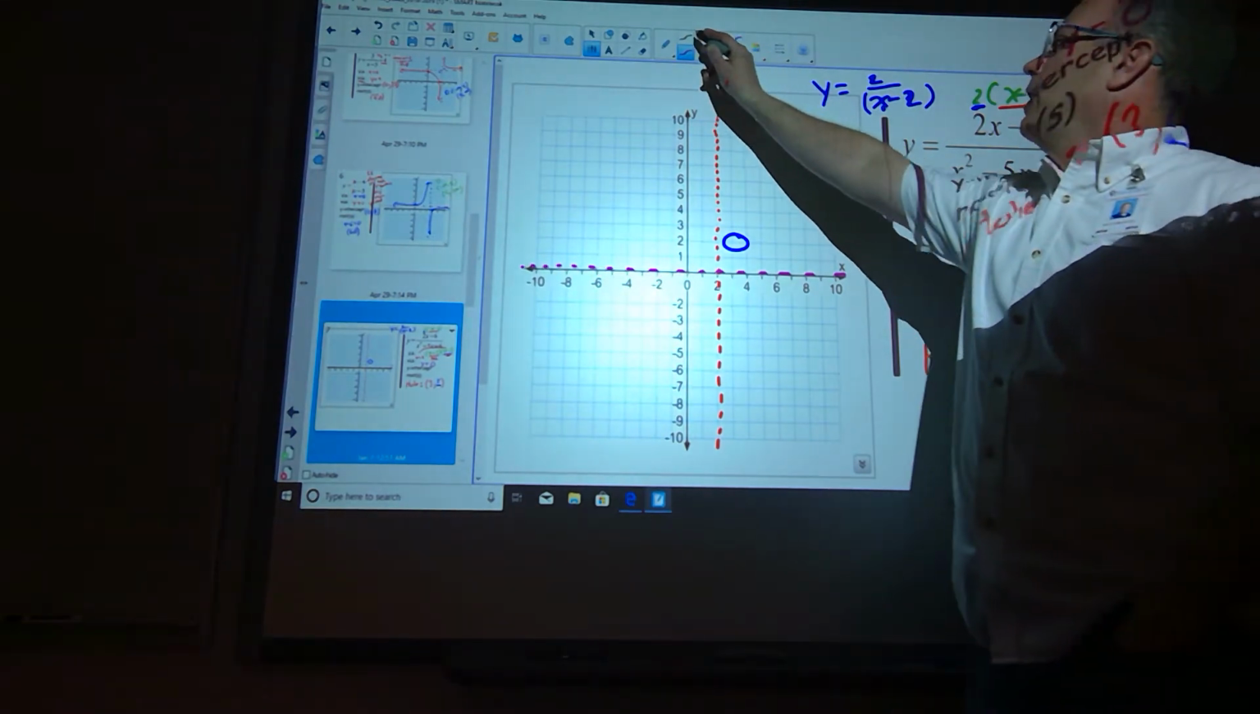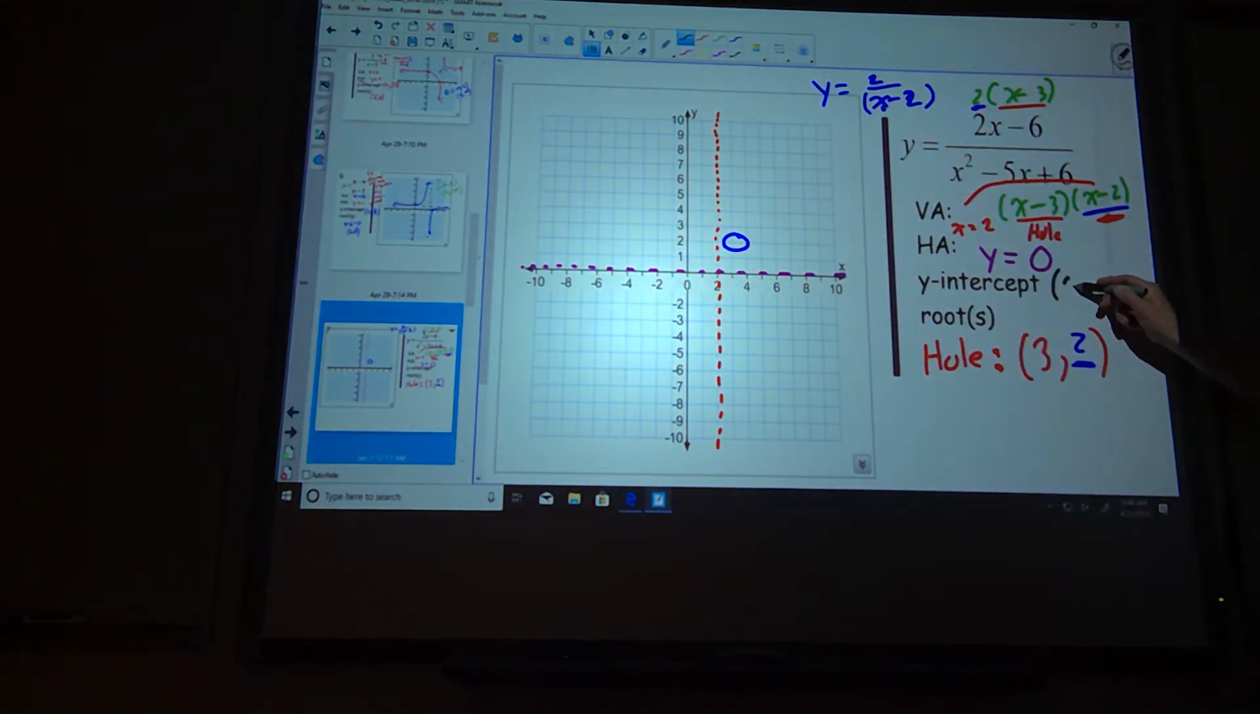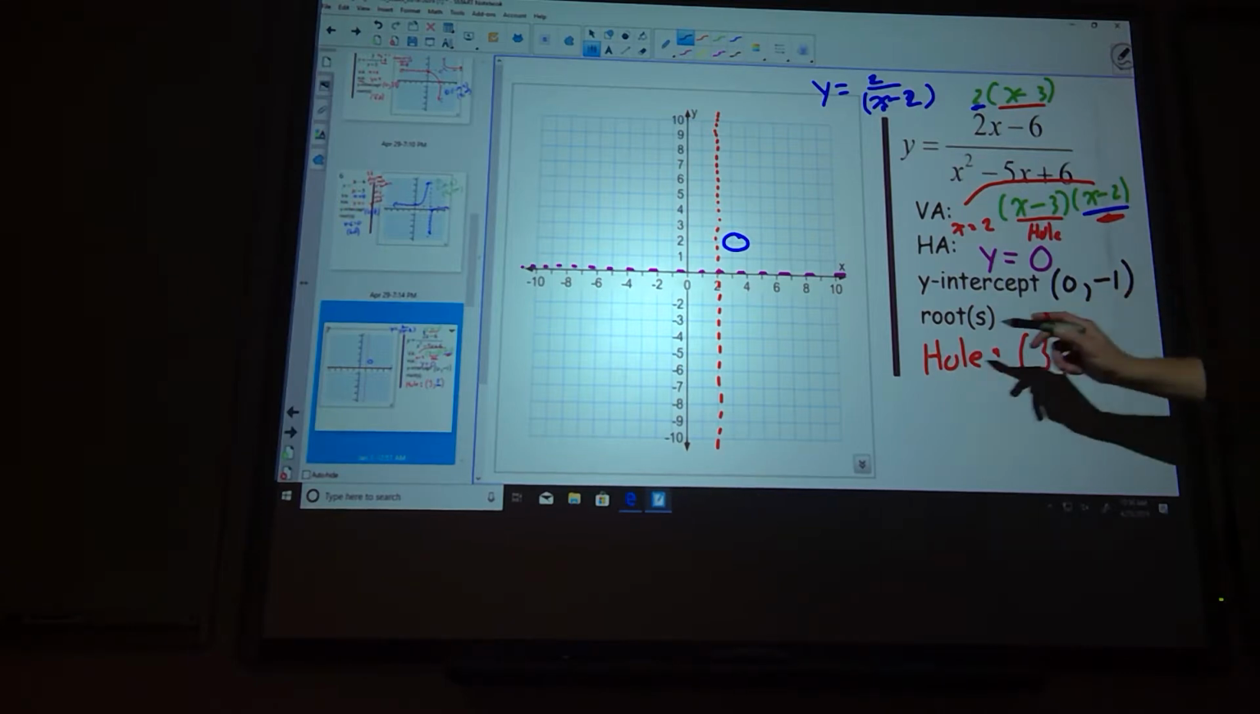Let's see. Y-intercept, 0, 1. I plug 0 into the original, so I'd get -6 over 6, which is -1. So the y-intercept's here.